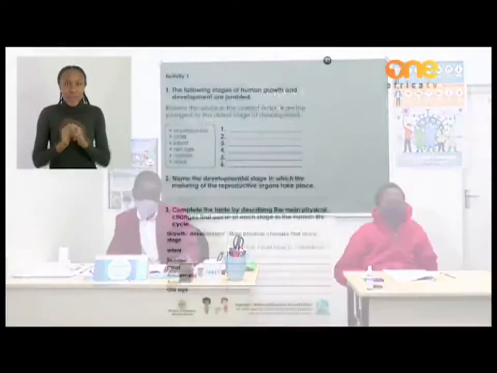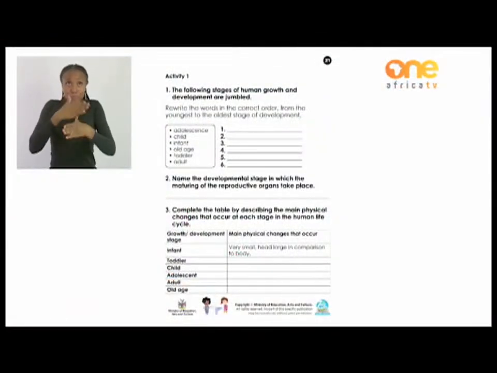Let's go to page 21, activity 1 for the day. Question 1. The following stages of human growth and development are mixed up. Now, we want you to rewrite them, or the words, in the correct order, from the youngest to the oldest stage of development. You are having them on the left, all of them written down. Now we want you to write them in order from which one comes first in somebody's life until the last one.